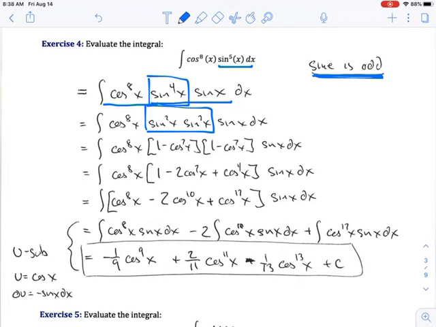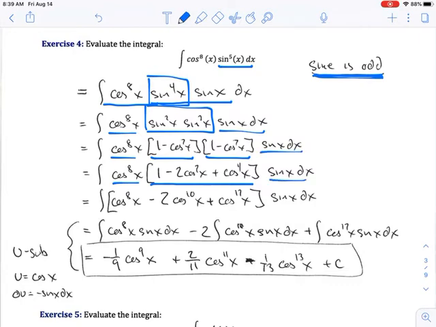Then we take each one of those sine squareds, and we rewrite it as 1 minus cosine squared times 1 minus cosine squared. Multiplying those together, we end up with 1 minus 2 cosine squared plus cosine to the 4th x. And notice the cosine to the 8th just keeps coming down. The sine x dx just keeps coming down.